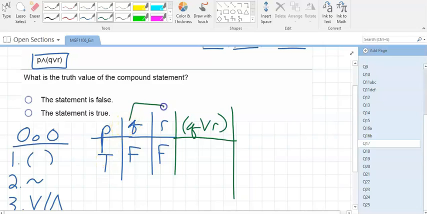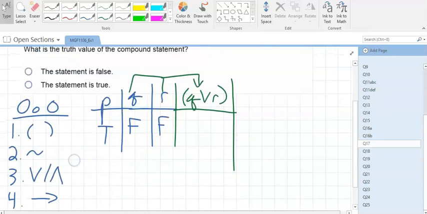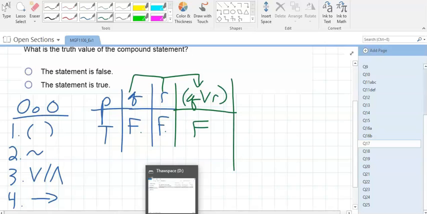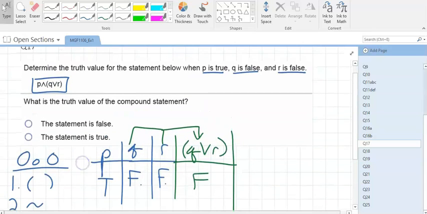So we're going to look at Q and R, and that's going to help us with this column. Again, it's an or. We've been talking about ors for the past few problems. It's only false when both are false. So I have false, false. False. Good. Now, we have finished with the parentheses.